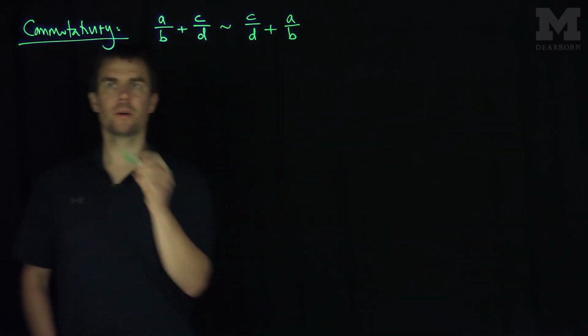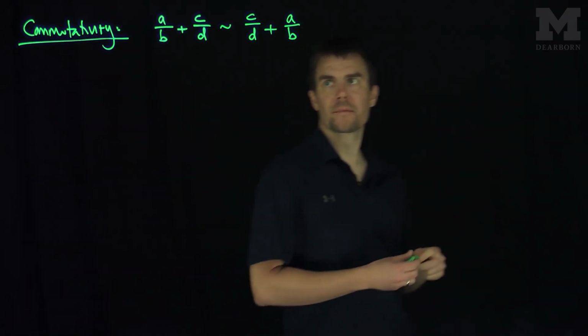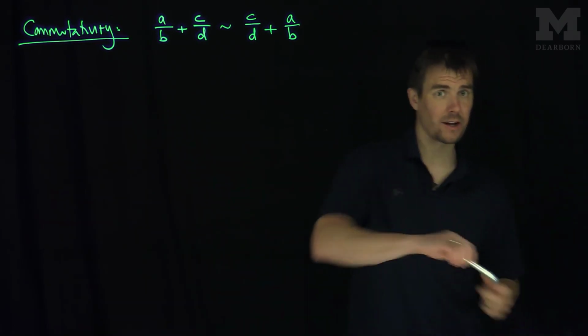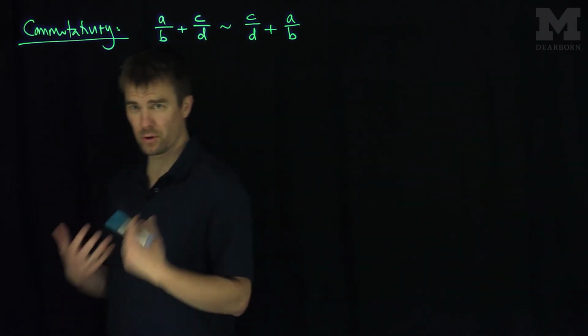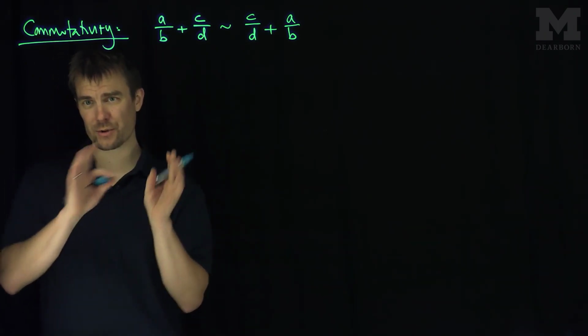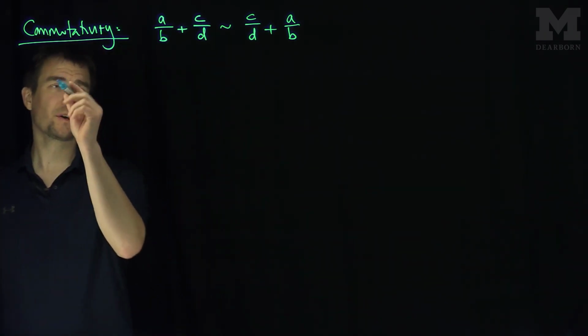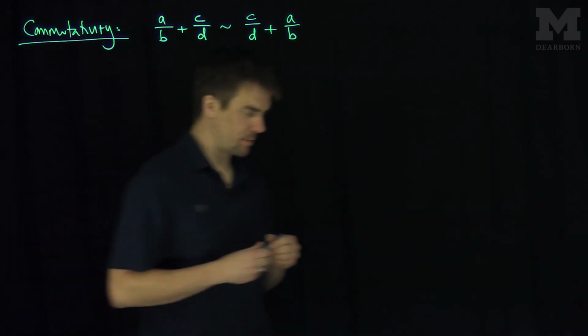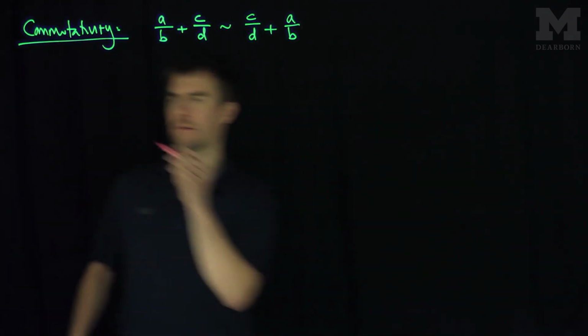So let's prove this. Here's the proof of our commutativity. In other words, it doesn't matter what order I add fractions in. We're going to most likely exploit the commutativity of addition and multiplication of the natural numbers in the course of this proof. So let's see how it works. The right-hand side of this is going to be what?